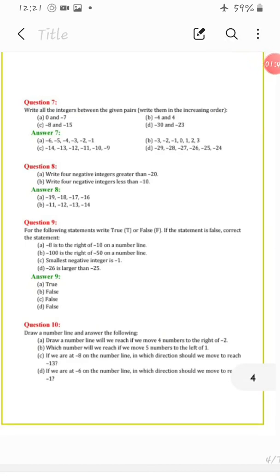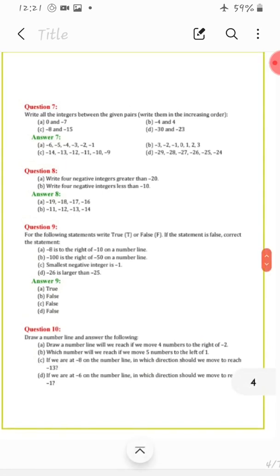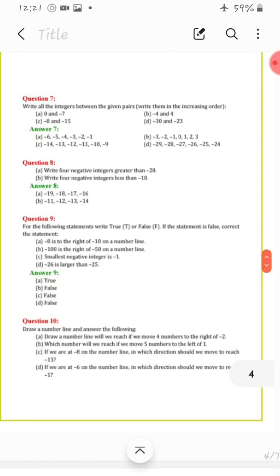Question number 8 is given: write four negative integers greater than minus 20. It should be greater than minus 20, so we cannot write minus 21, because minus 21 is lesser than minus 20. Here we have to write integers greater than minus 20, so the answer will be minus 19, minus 18, minus 17 and minus 16.